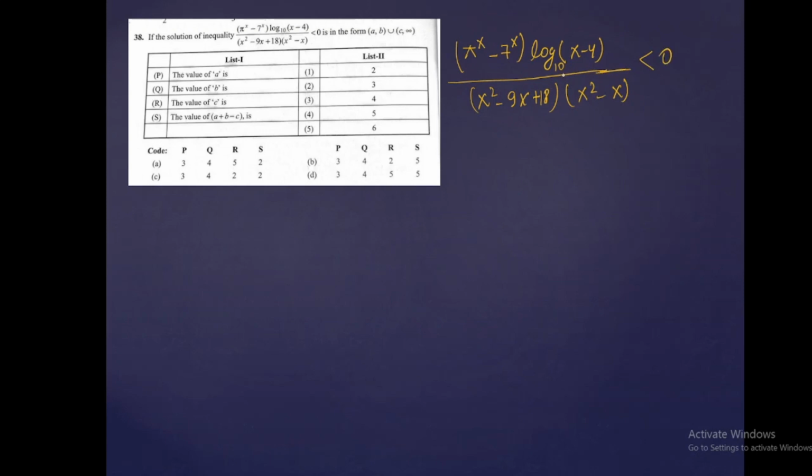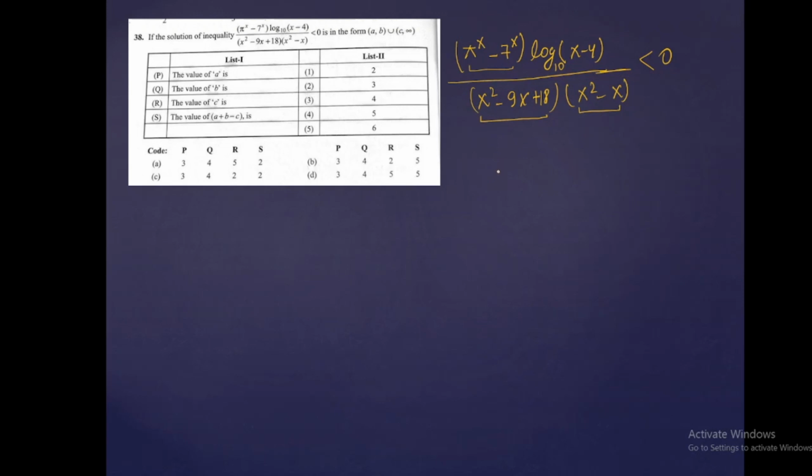So before doing something, always check the domain, like what are the values x can take. Basically this is a polynomial function, so this will always be defined. This is also a polynomial function, this is also a polynomial function, and this is an exponential function. These are always defined, but here we have a logarithmic function.